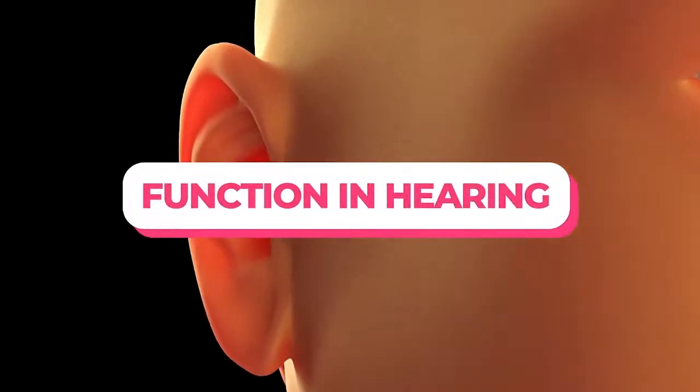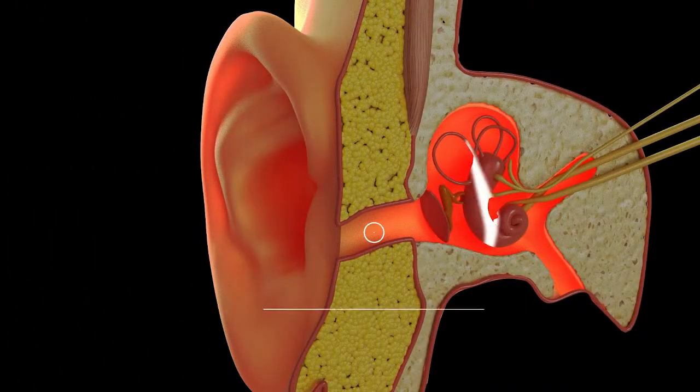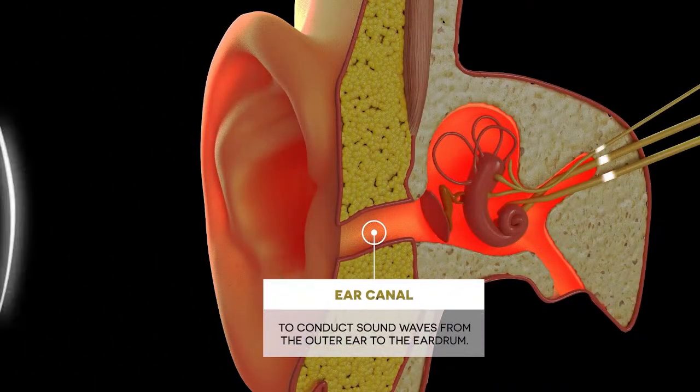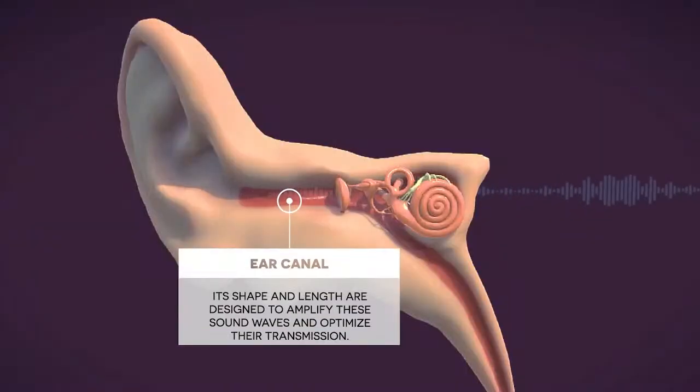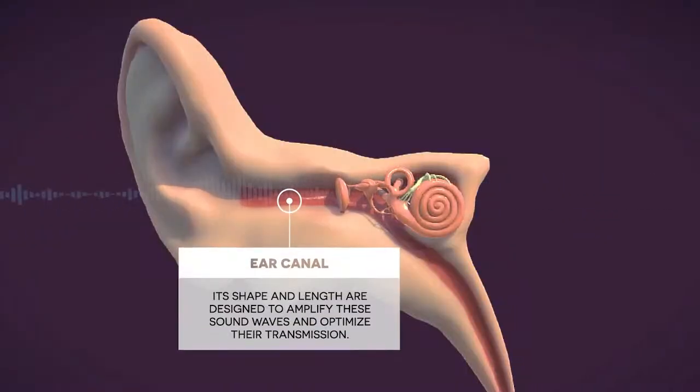Function in hearing. The primary function of the ear canal is to conduct sound waves from the outer ear to the eardrum. Its shape and length are designed to amplify these sound waves and optimize their transmission.